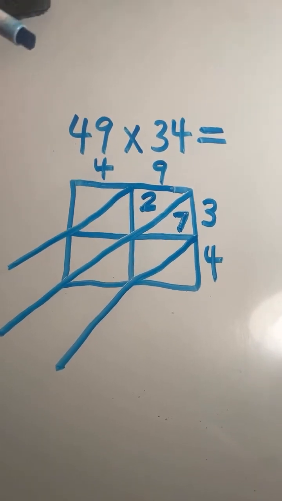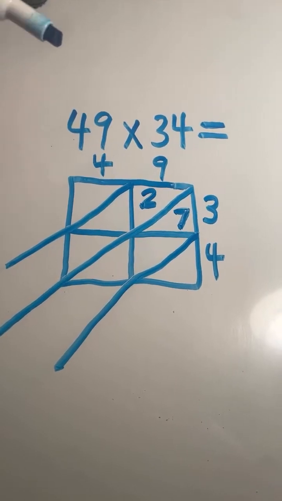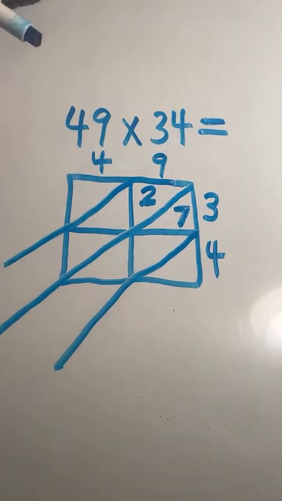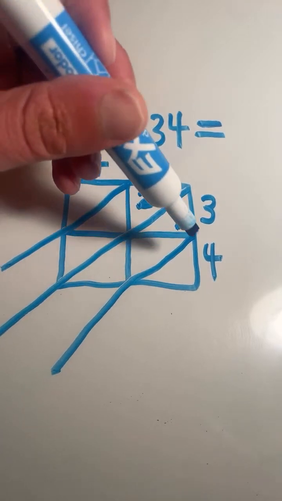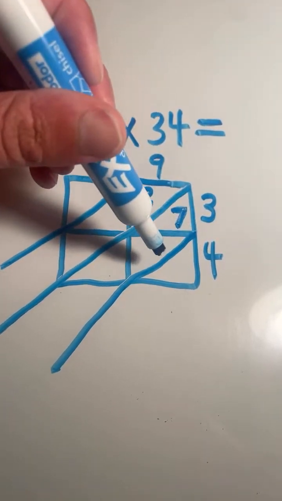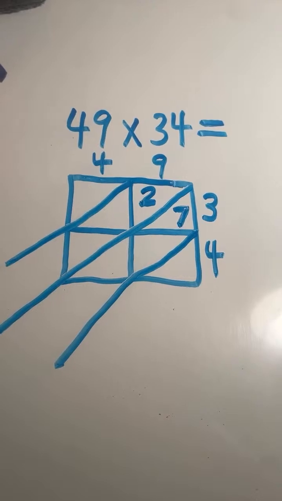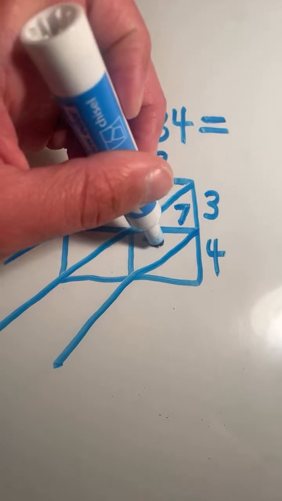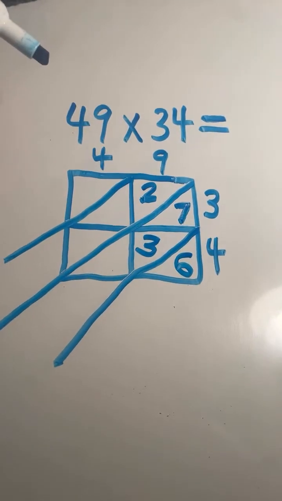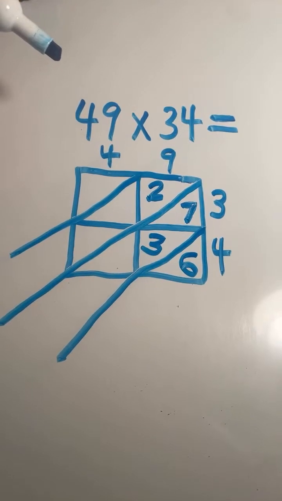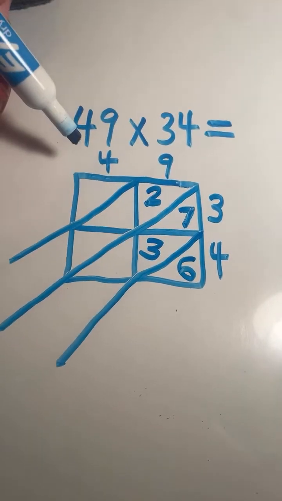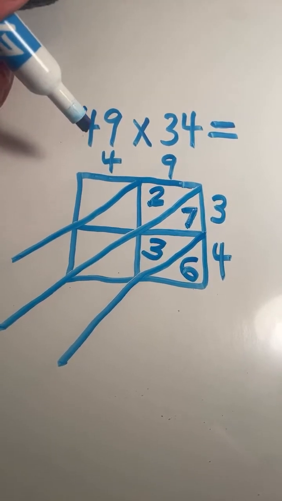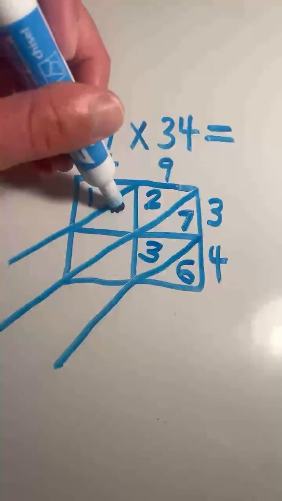Whenever we have a product that's a 2-digit number, the top triangle will always be the number in the tens place. Just something to remember. All right, next we're going to multiply 9 times 4, and the answer to 9 times 4 is going to go in the square here. 9 times 4 equals 36. So we're going to put a 3 in the top triangle and a 6 in the bottom triangle. Next, we're going to multiply 4 times 3. The answer to 4 times 3 is going to go in this square here. 4 times 3 equals 12. So 1 in the top triangle, 2 in the bottom triangle.